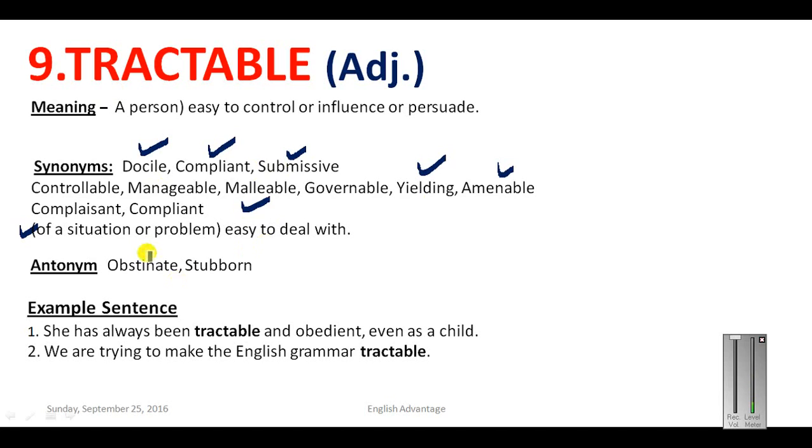Okay. And antonyms for this word are obstinate and stubborn. Obstinate and stubborn people do not like to surrender, or do not easily surrender themselves to other people's wishes. So that is the meaning of obstinate. Now let us look at the example sentence. She has always been tractable and obedient even as a child. We are trying to make the English grammar tractable. We want to make it simple and easy to understand. So a tractable person is someone who can be easily influenced, or who can be easily persuaded by somebody else.